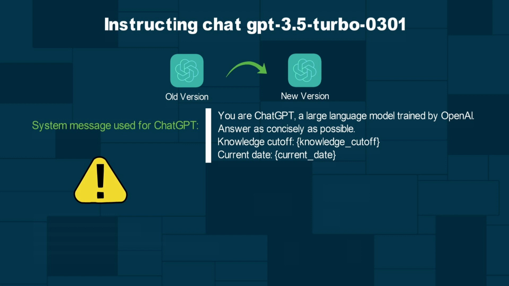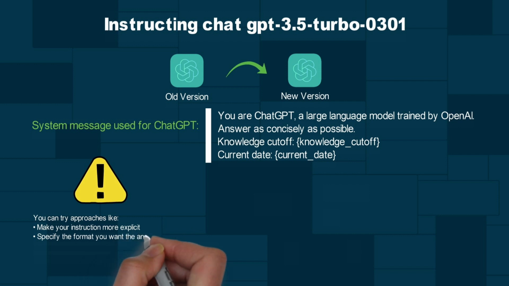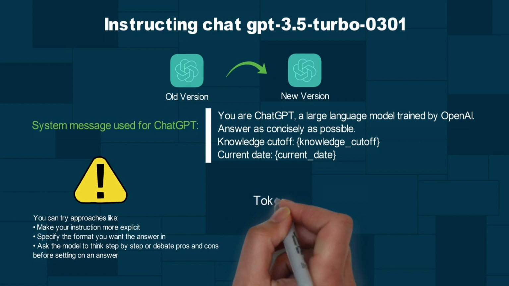If the model isn't generating the output you want, feel free to iterate and experiment with potential improvements. You can try approaches like: make your instruction more explicit. Specify the format you want the answer in. Ask the model to think step by step or debate pros and cons before settling on an answer.